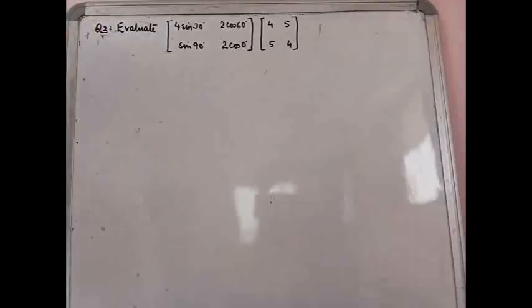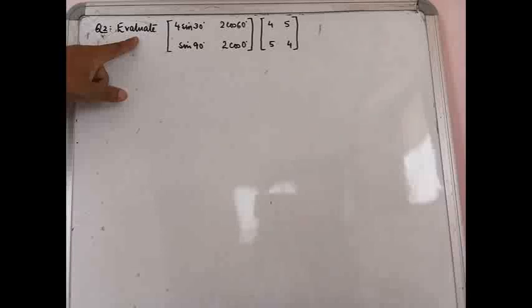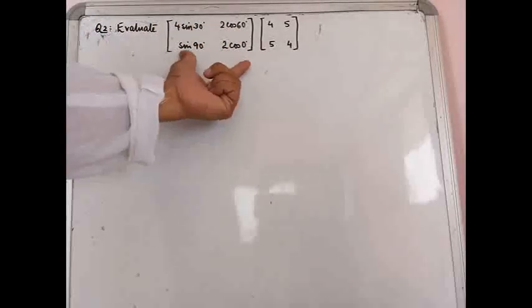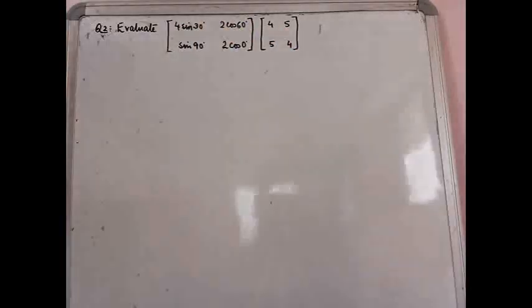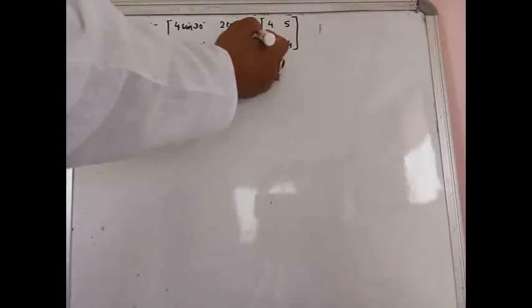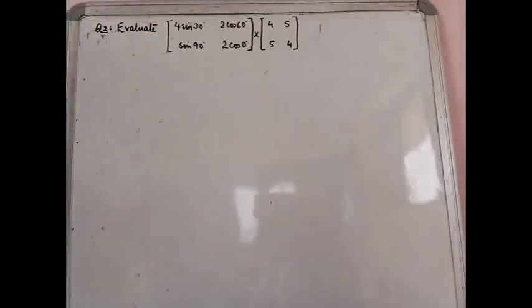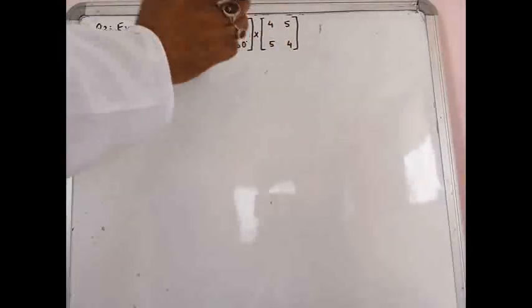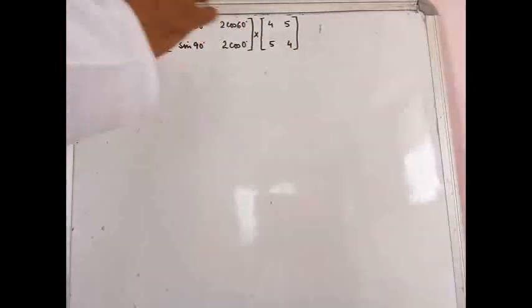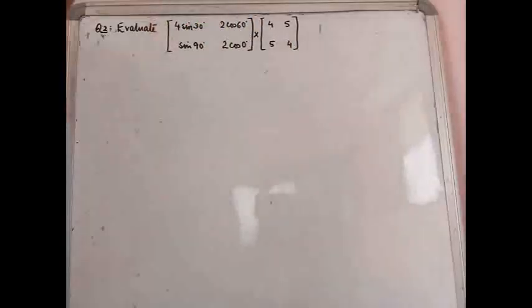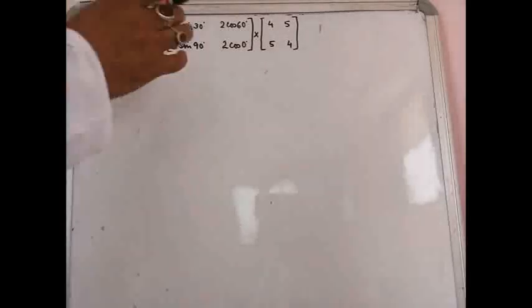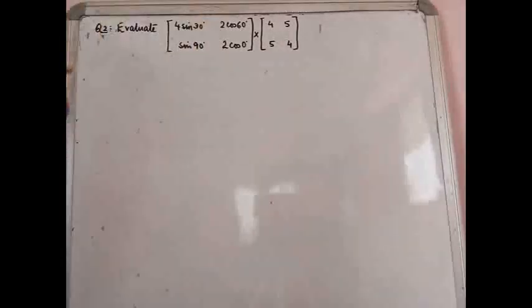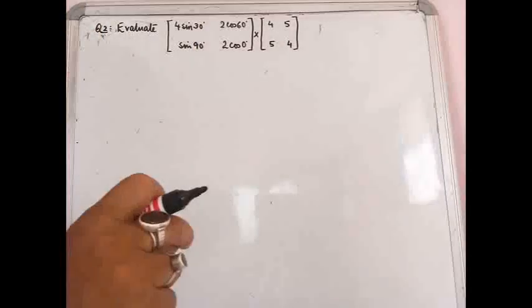So here we are with another question involving matrix multiplication. Evaluate this matrix into this matrix. Now whenever there is no sign in between, we will assume that it is a multiplication. It is in fact a multiplication of 2 matrices. So these 2 matrices, if you see, the second matrix has numbers in them, but the first one has some trigonometric functions in them, some trigonometric values of the standard angles, which you are supposed to remember, by the way.